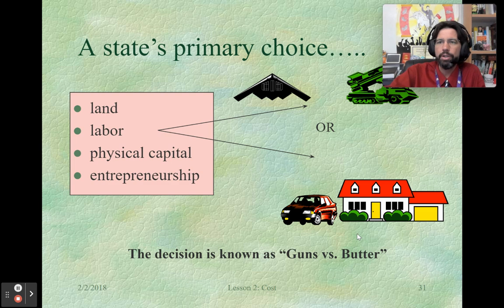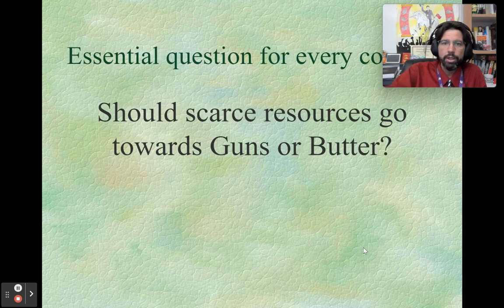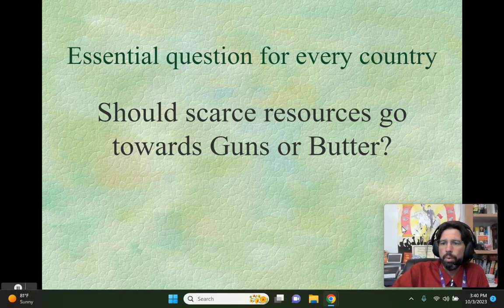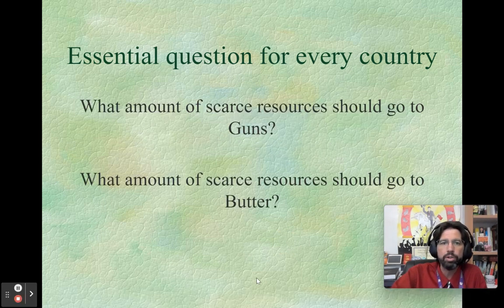Obviously, with fewer civilian goods, people are really unhappy. Your country becomes unstable. It becomes a bad place to live. However, if you give up military, then, you know, moose from Canada can invade you, and that's not a good thing. So you do need a good military and to project power around a globalized planet. Okay, so guns is military goods and services. Butter is civilian goods and services. Now, the essential question when we look at each country is, should scarce resources go towards guns or butter? Because you do have to make a choice.